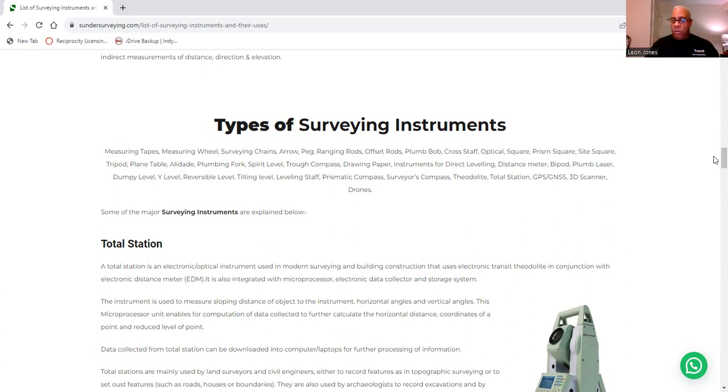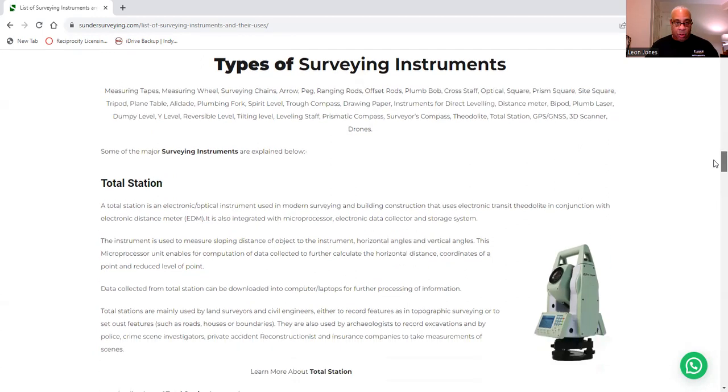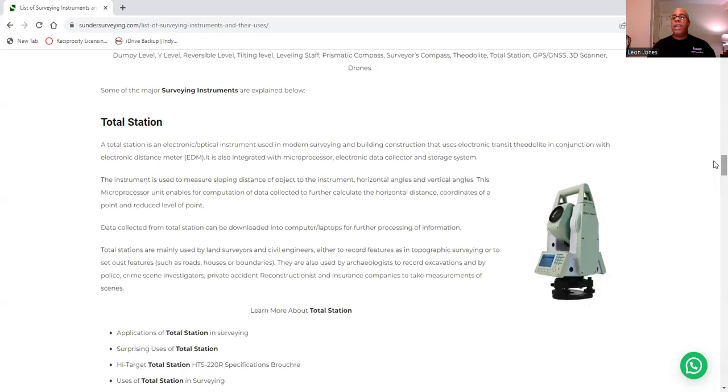Now, here are some of the major instruments that you're going to use in surveying. And the big one is a total station. I used a total station before when the Topcon series came out. Basically, a total station is an electronic or optical instrument used in modern surveying and building construction that uses an electronic transit theodolite in conjunction with an electronic distance meter, which is known as an EDM. It is also integrated with a microprocessor, electronic data collector, and storage system. The instrument is used to measure sloping distance of objects to the instrument, horizontal angles, and vertical angles. So basically, the microprocessor unit enables computation of data collected for further calculations for the horizontal distances, the coordinates of a point, and the reduced level of a point.